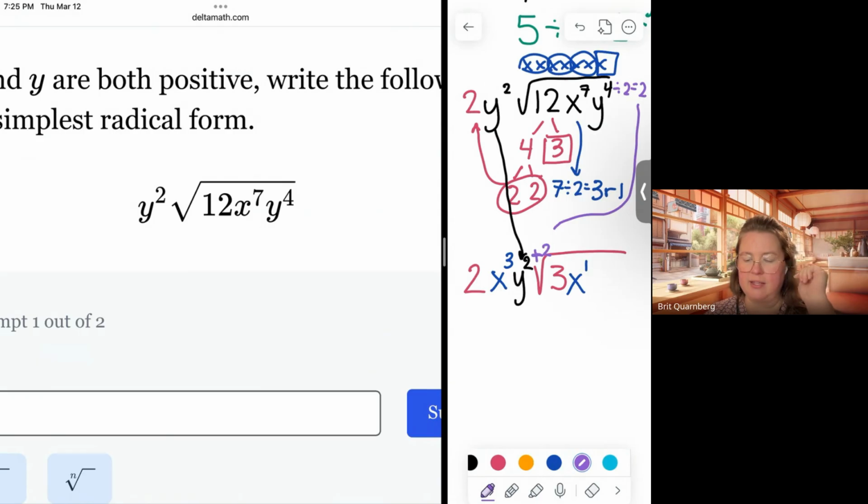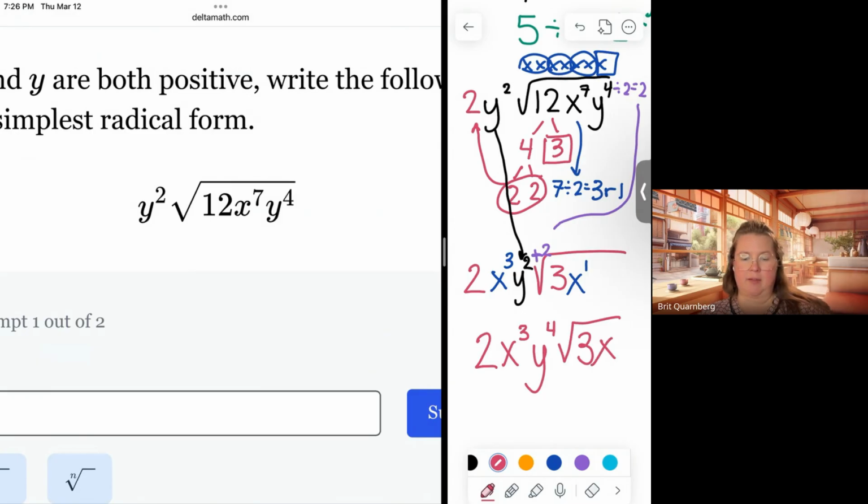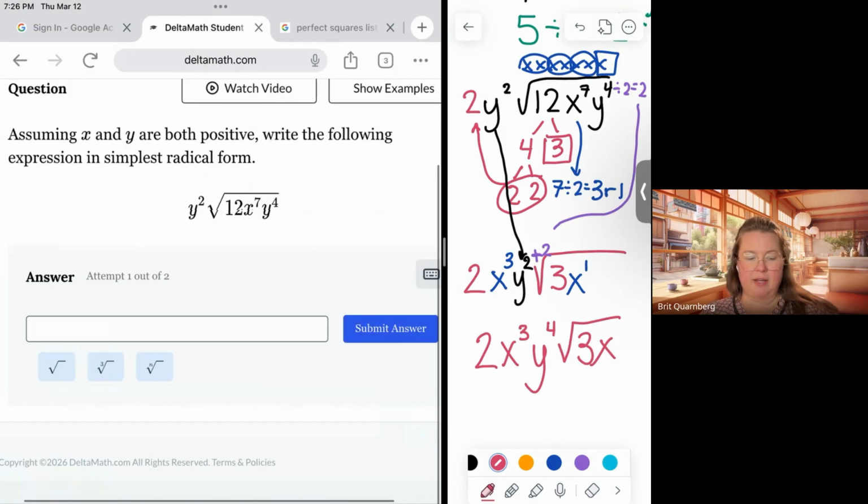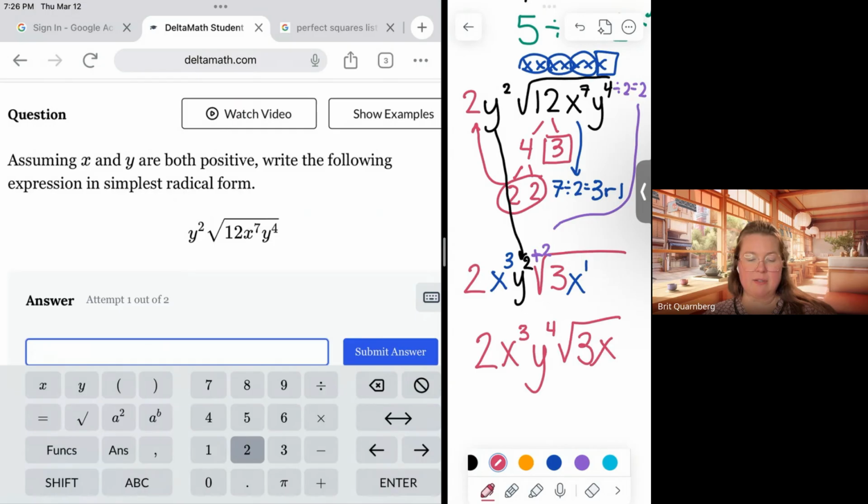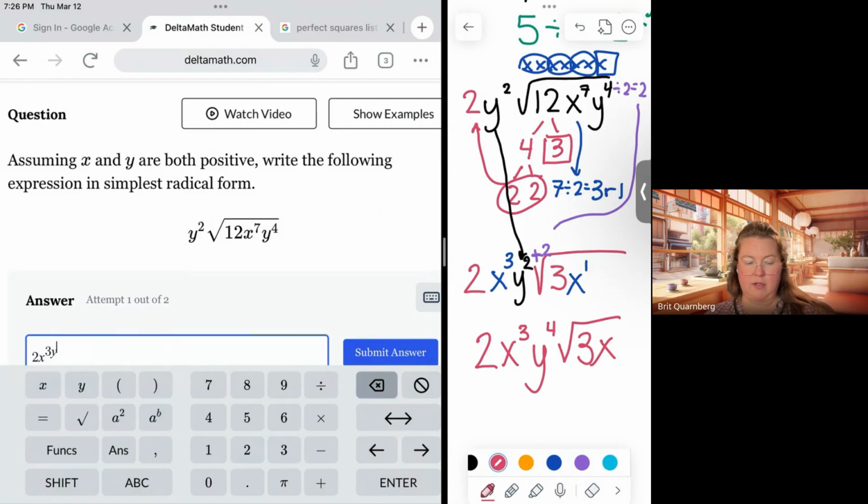So what I would have at the end, final answer, would be 2 x to the 3rd, y to the 2 plus 2 is 4, square root of 3x. Okay, if you need to rewind that and watch it again, you can. You might be able to see it better on the next one, so I'm just going to move on to the next one. So x to the 3rd, y to the 4th, square root 3x.